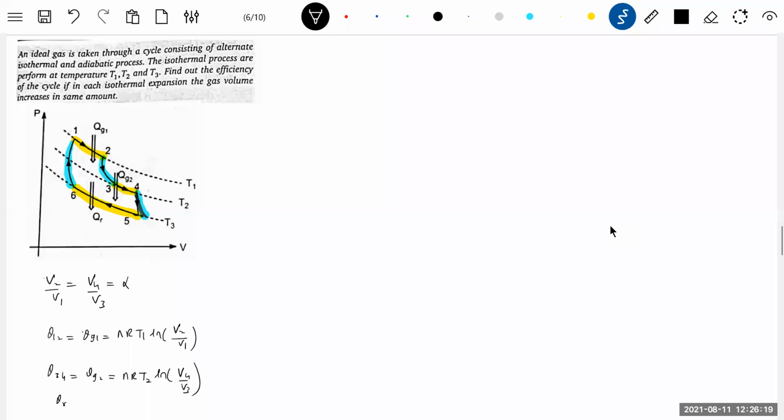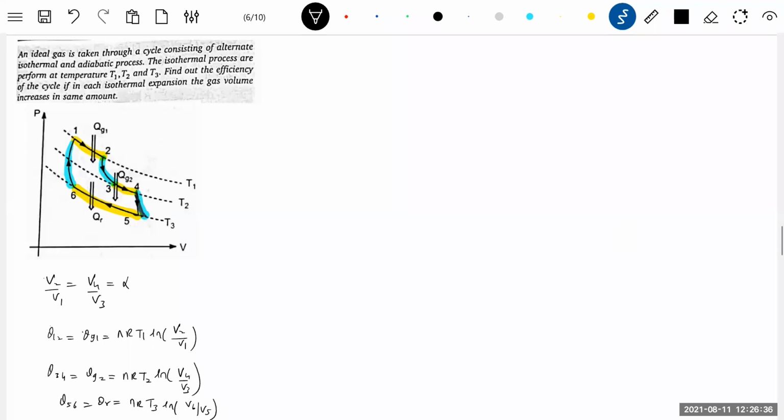Heat rejected, 5, 6. QR is equal to nRT3 log of V6 by V5. I think till here is what we have.